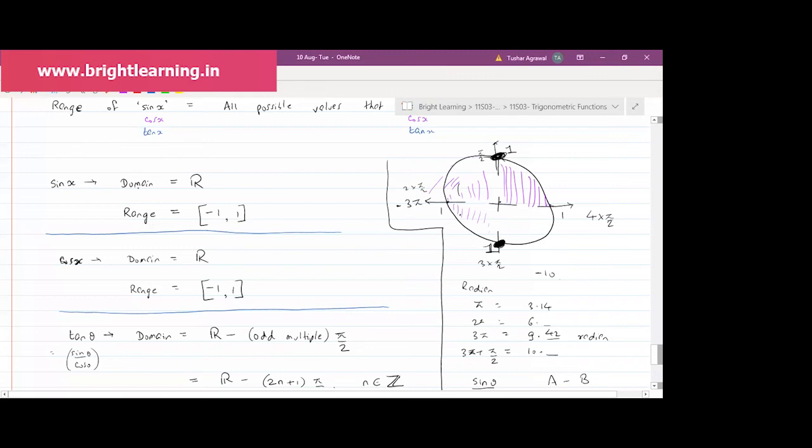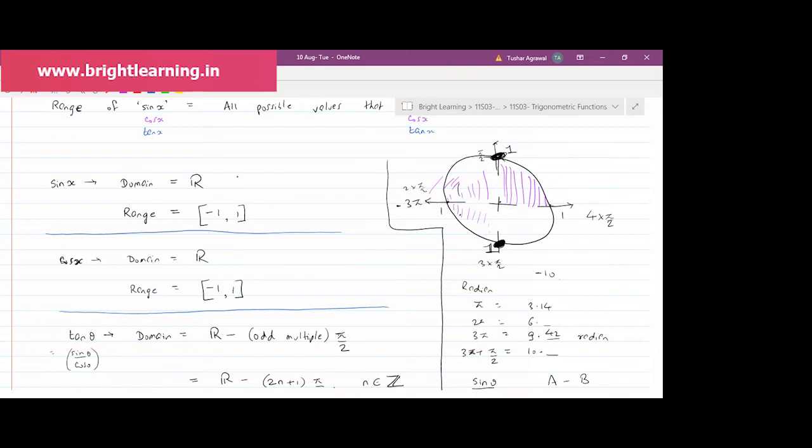Sine x, domain. Domain is where the function is actually defined. Sine x is defined for all values of x. X can take any value, negative to positive. So x is equal to 10. X is equal to 10 means what? It is 10 radian. So you can rotate 10 radian. It will lie somewhere in the first, second, third or fourth quadrant, and you can find sine x.